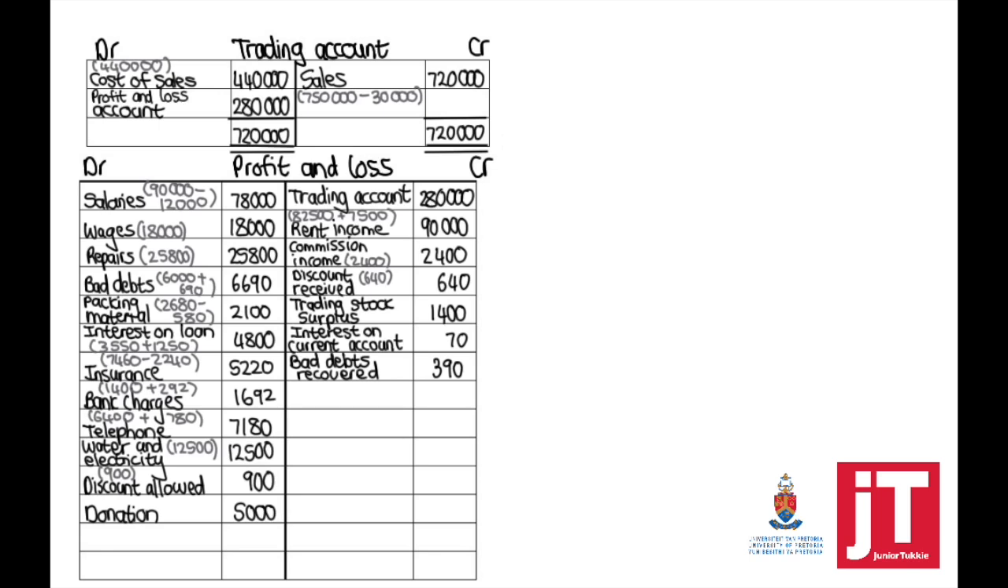Here it's clear that the credit side is more than the debit side, so I'm going to add up the credit side minus everything on the debit side, which means the business made a net profit of 211,518.